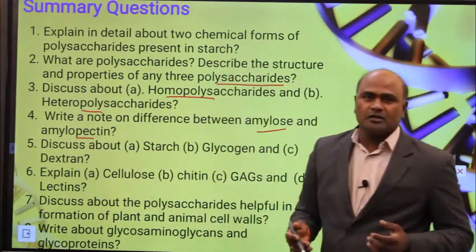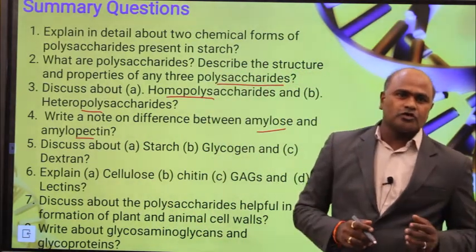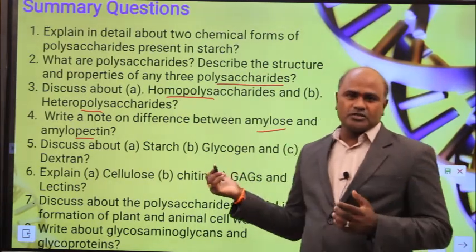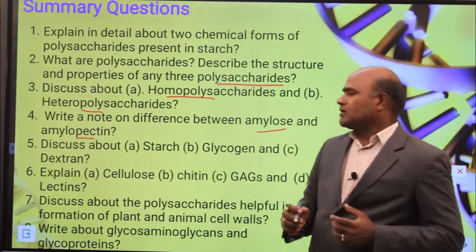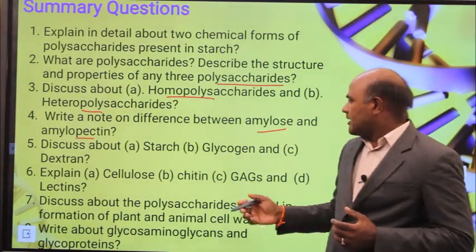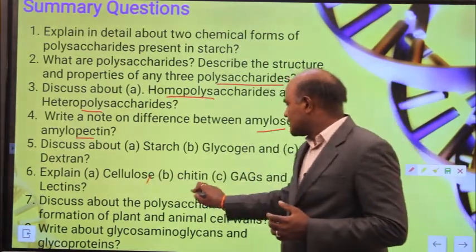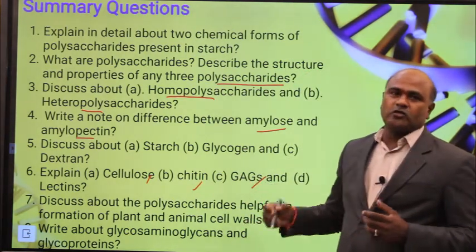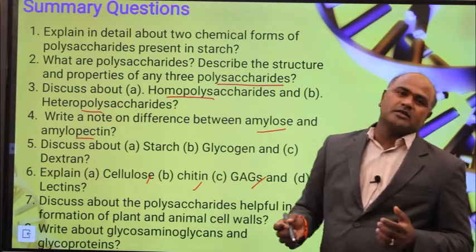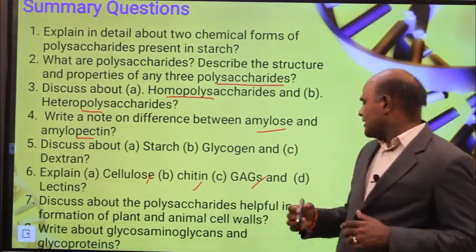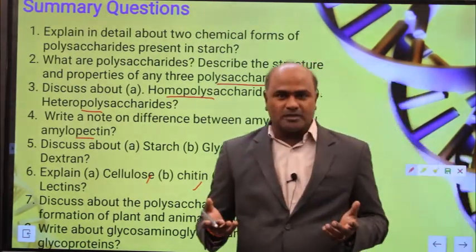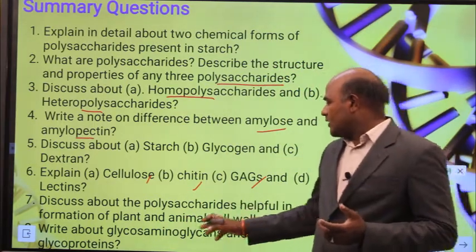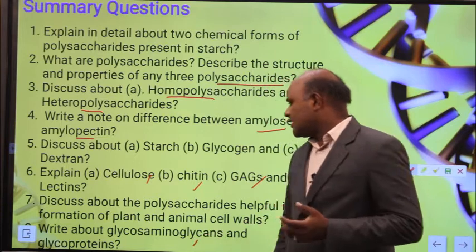Amylose and amylopectin are both in starch. Discuss some of the structures: starch, glycogen and dextran. Explain cellulose, chitin and GAGs, glycosaminoglycans, and lectins. Discuss the polysaccharides helpful in the formation of plants and animals. Also write about GAGs and glycoproteins.